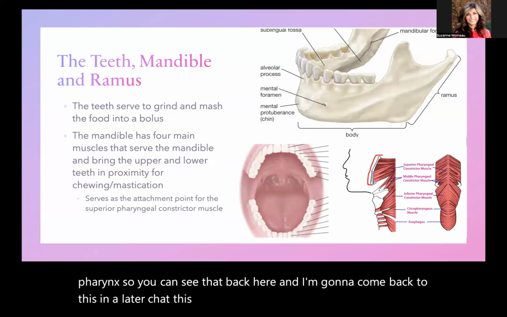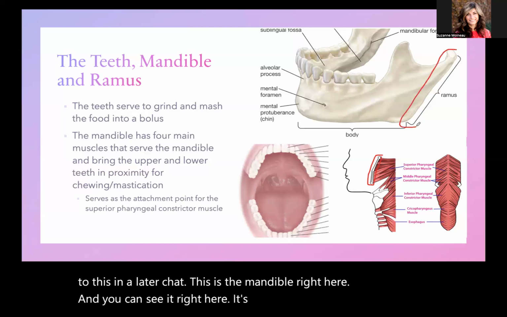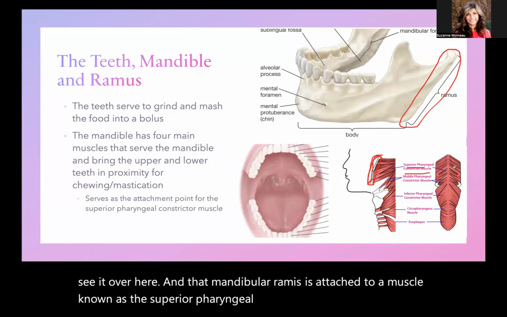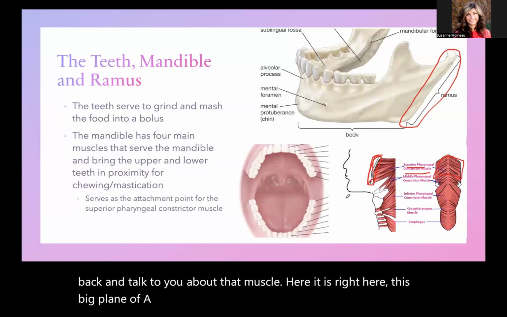This is the mandible right here, and you can see it right here. It's the mandibular ramus. So you can see it over here. And that mandibular ramus is attached to a muscle known as the superior pharyngeal constrictor. And I'm going to come back and talk to you about that muscle. Here it is right here, this big plane of a muscle. It serves as the attachment point.